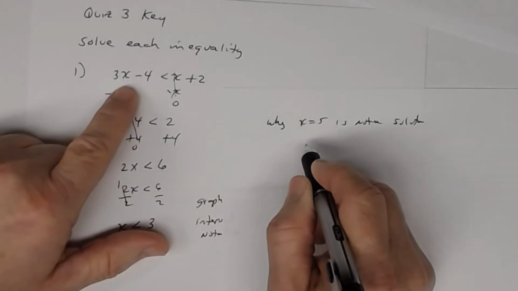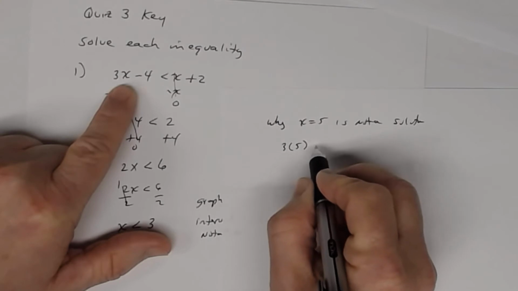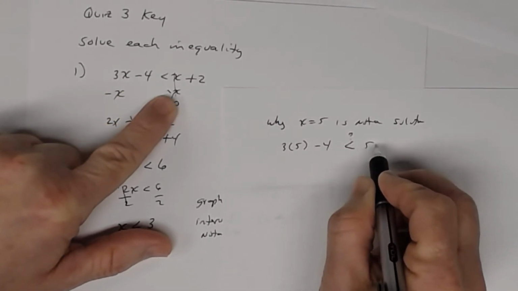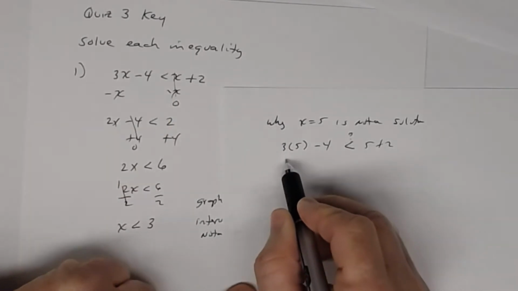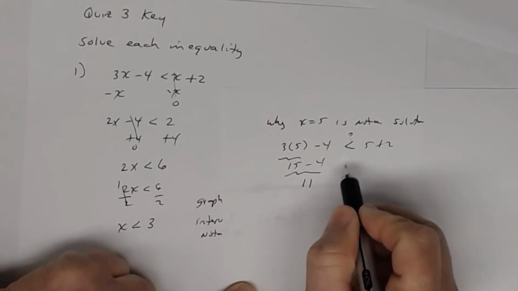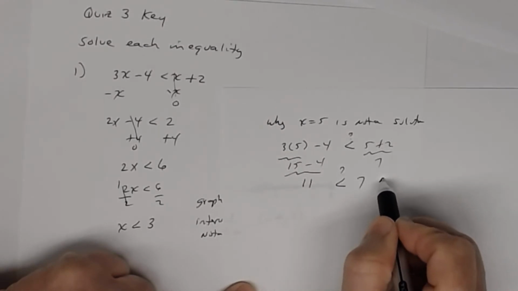Always go back to the original. So I get 3 times x, which let's substitute 5, minus 4, and I want to see if that's going to be less than 5 plus 2. 3 times 5 is 15, and then 15 minus 4 is 11. And then 5 plus 2 is 7. So is 11 less than 7? And the answer is no.